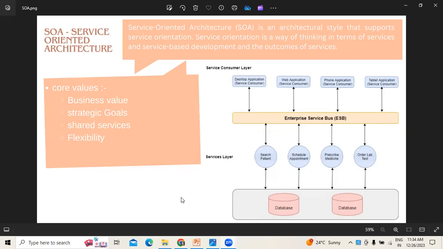What exactly are web services? I'm not going into detail. The detailed part of web services will be discussed later. But in what way service-oriented architecture is built on web services is what we are discussing now.